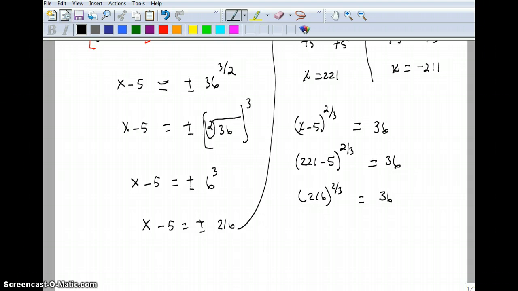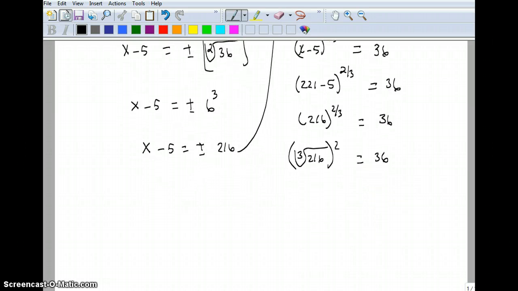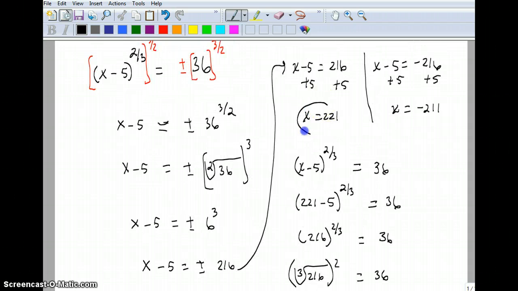Again, let's convert that 216 to the 2/3 to radical form. So that now means that this is going to be the index. And so this turns into the cube root of 216 squared. Well, the cube root of 216 is 6, because 6 times 6 times 6 would give us 216. So we got 6 squared. Well, yes, that equals 36. So that confirms that this is a solution.